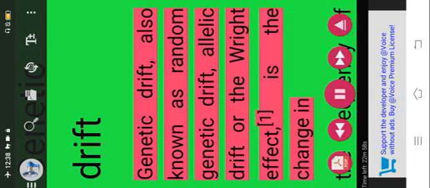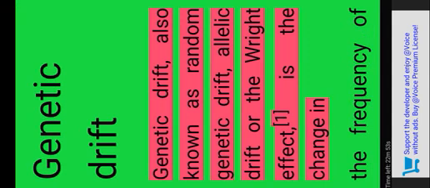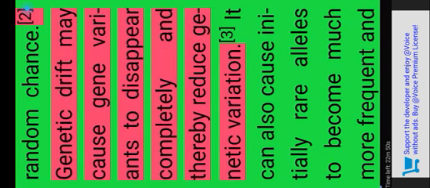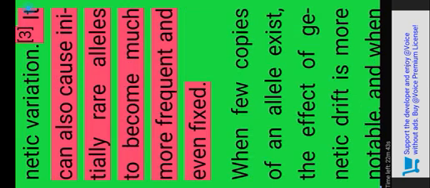genetic drift, also known as random genetic drift, allelic drift or the Wright effect. 1. It is the change in the frequency of an existing gene variant allele in a population due to random chance. 2. Genetic drift may cause gene variants to disappear completely and thereby reduce genetic variation. 3. It can also cause initially rare alleles to become much more frequent and even fixed.